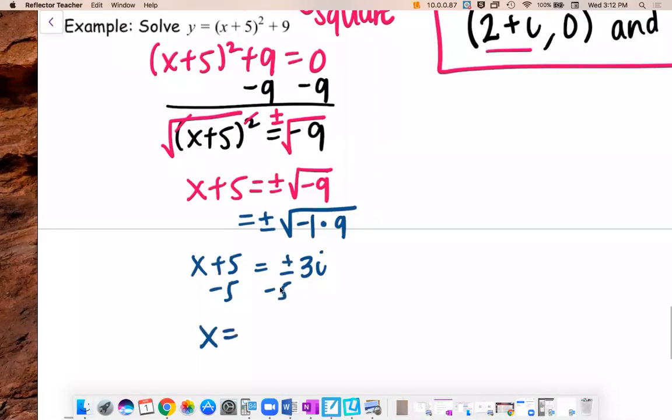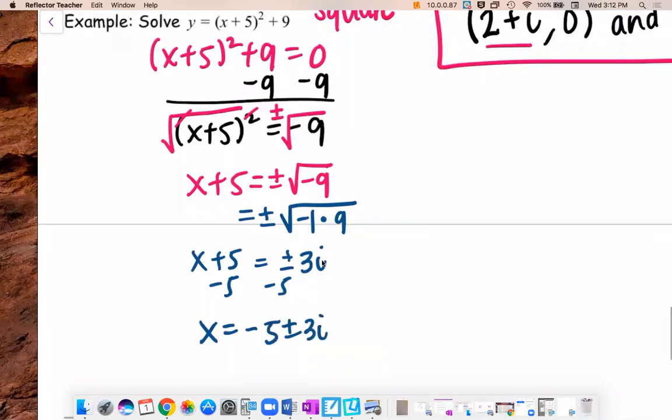I am not allowed to combine this -5 and the 3i, because think about this like terms. This one has the i and this one doesn't. So it's like if this were a 5 and this were a 3x, you would not be allowed to combine them. So we write this as -5 plus or minus 3i. So then we have two solutions because of that plus or minus.